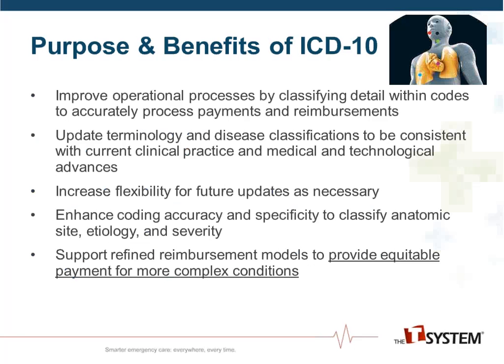So to back up to the beginning a little bit, the current ICD-9 classification does not meet the needs of the current clinical practices or the medical and technological advances that have occurred over the last 20 to 30 years. So by improving the classification, this will help assist with the payment and the reimbursement process, and also the coding accuracy with greater detail of anatomy, cause, and severity. Ultimately, hoping that this will provide equitable payment for the resources that are used at your facility around some of these more complex conditions.